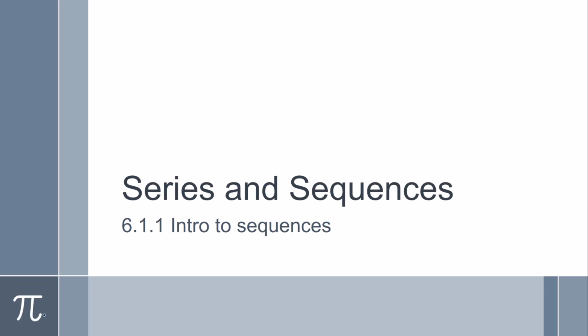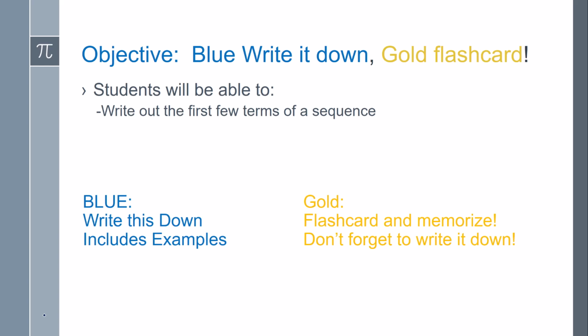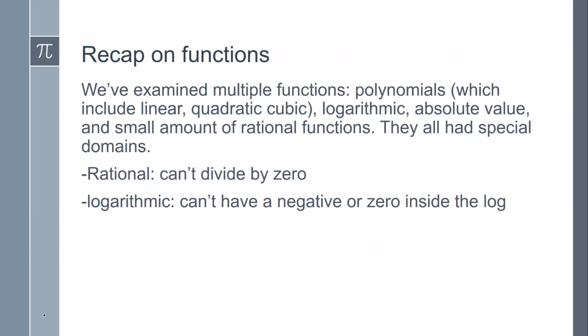This is section 6.11, and we're in the new chapter, series and sequences. So we're going to practice writing out the first terms of a sequence. Now, we've examined multiple functions. We looked at polynomials, linear, quadratic, cubic, logarithmic, absolute value, and then small amounts of rational functions. They all had these special domains. If you remember, with a rational function, you couldn't divide by 0, and with logarithmic, you can't have a negative or 0 inside the log.